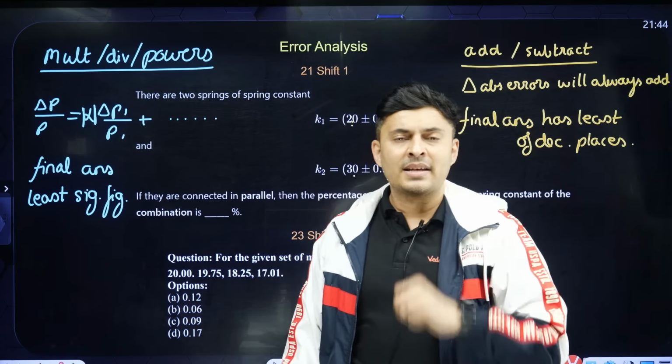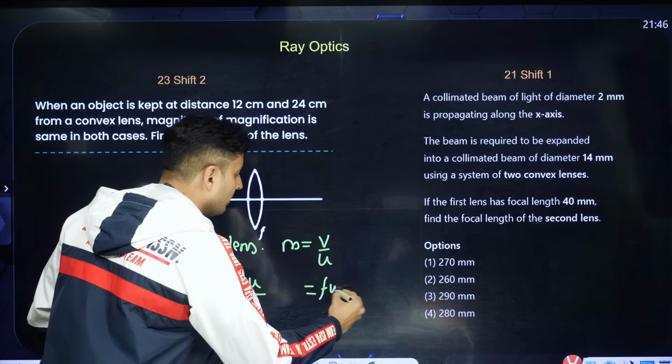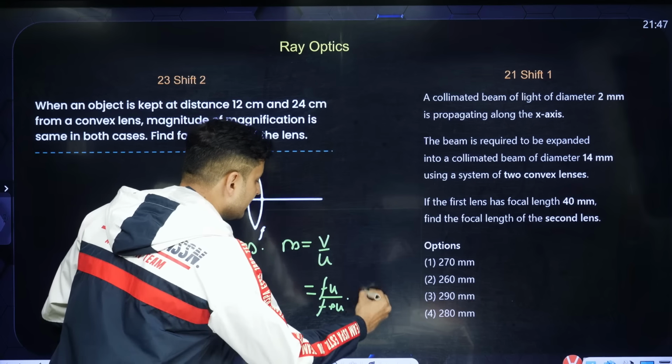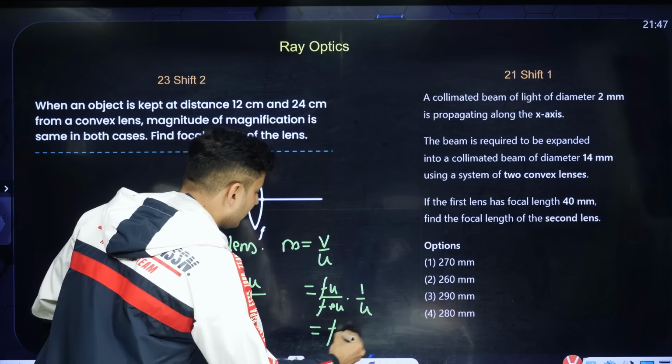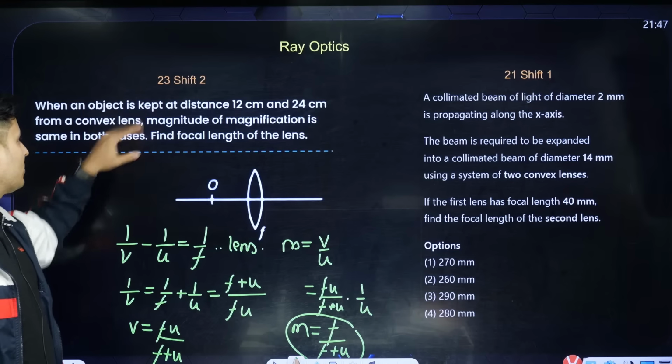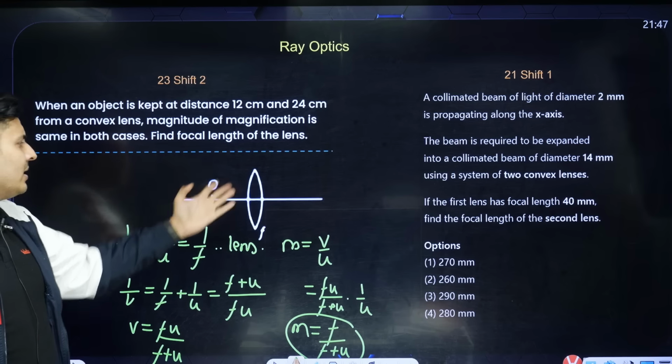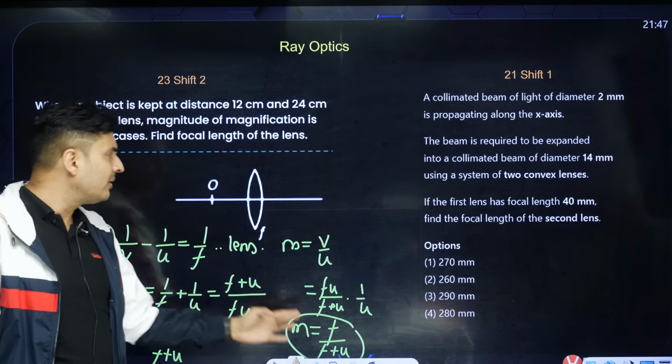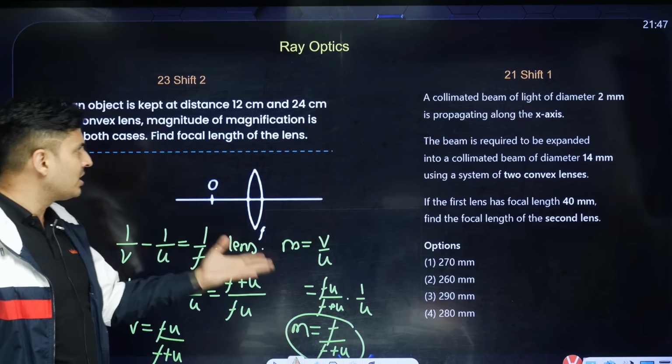Using this we can find magnification, which is v by u. V is fu by f plus u, and with the 1 by u there, u cancels, so it becomes f divided by f plus u. If you know this formula directly, you will save a lot of time, rather than figuring out where the image is. Find the focal length was asked; if you know the magnification and the object distance, you can definitely get the answer.